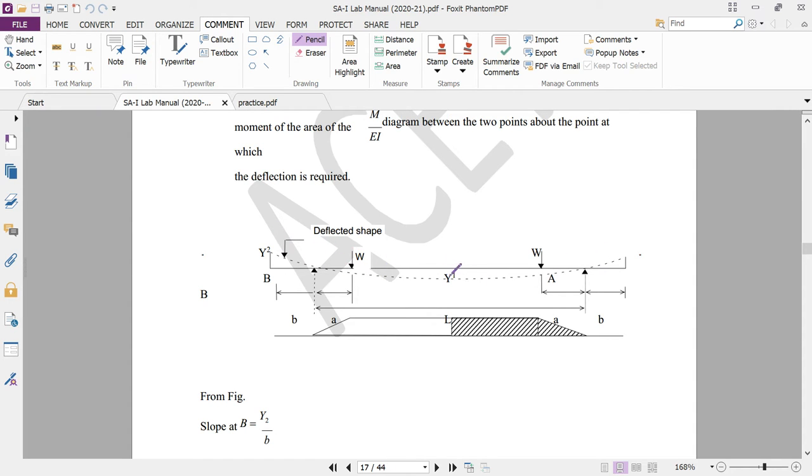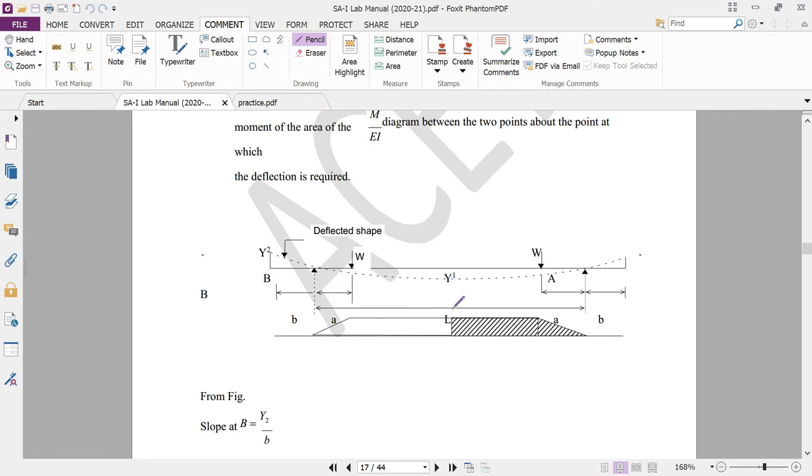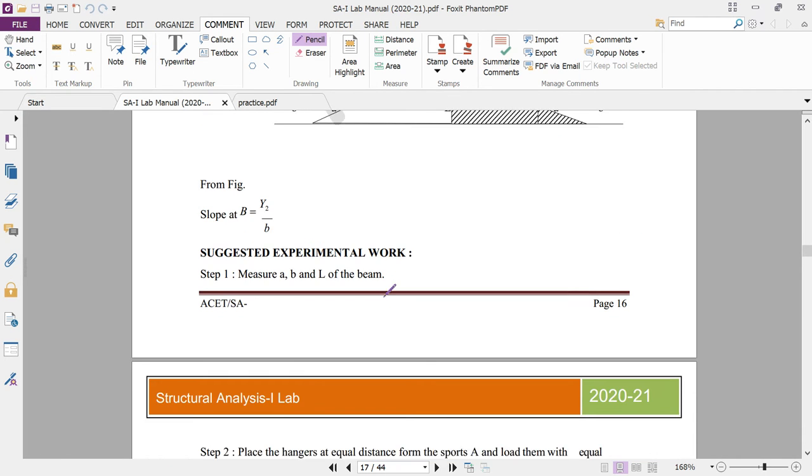This deflection can be calculated at the center, and the deflected shape will move in upward direction on either side. We will measure that in the form of slope. This is a free body diagram of the experimental setup. Here the slope at B will be equal to y2 by B; this is a triangle which is formed. When we divide y2 by B, you will get the slope. Similarly, here also we will get the same answer.